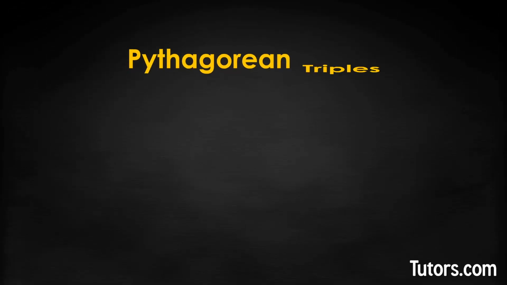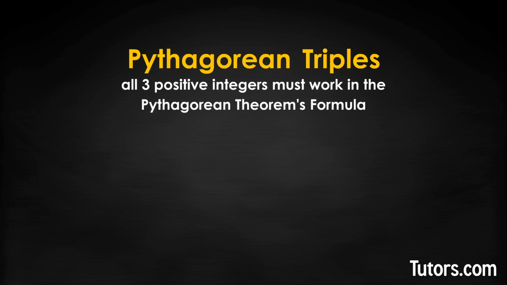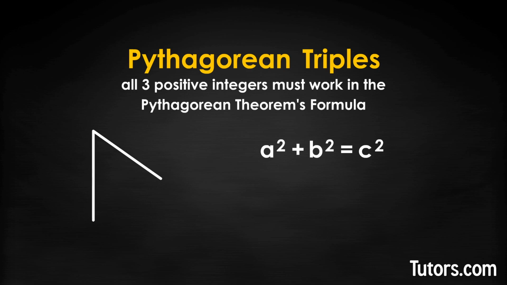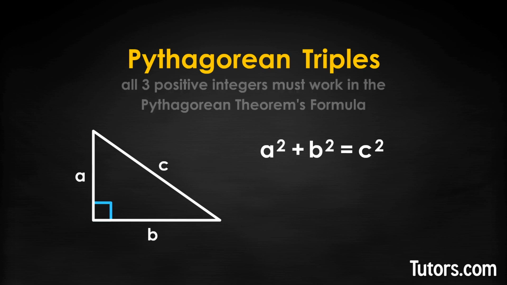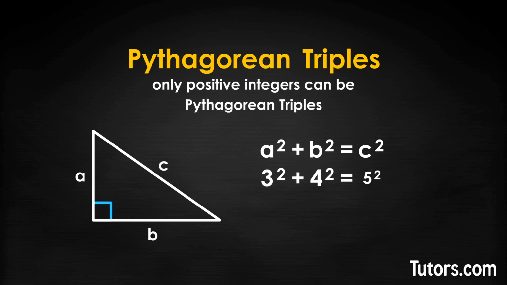Let's start. What are Pythagorean triples? For three positive integers to be Pythagorean triples, they must work in the Pythagorean theorem's formula: a squared plus b squared equals c squared. In the formula, a and b are legs of a right triangle, and c is the hypotenuse. Only positive integers can be Pythagorean triples. The smallest Pythagorean triple is our example, 3, 4, and 5.